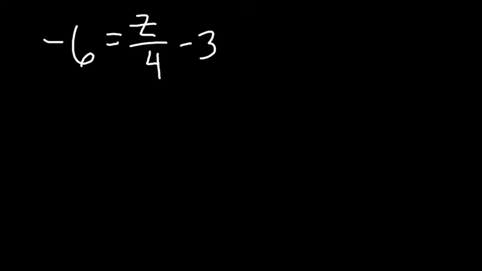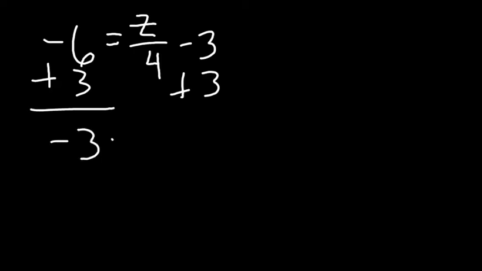We're going to take care of the plus or minus thing first. Okay, the plus or minus thing's right there. So what we're going to do is plus 3, plus 3. Well, negative 6 plus 3 is negative 3. And that leaves us z over 4 on this side.